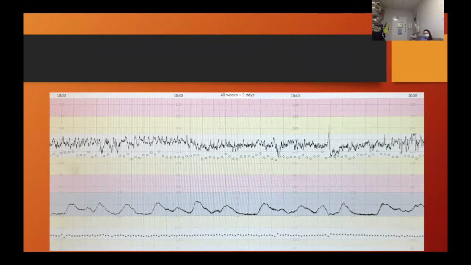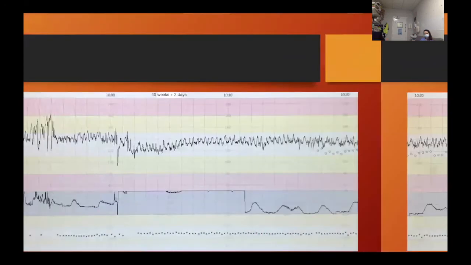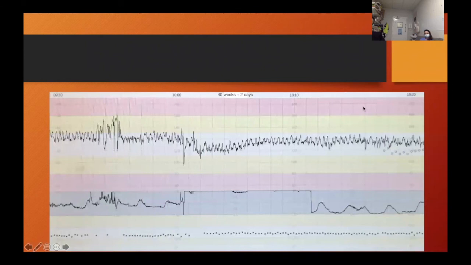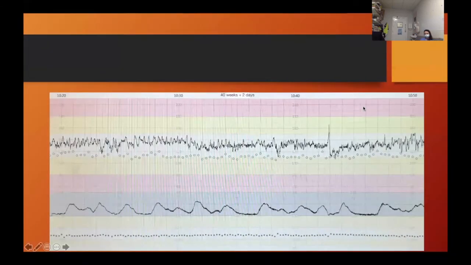So she gets terbutaline at this assessment, so around 10:20. Okay, and contractions seem to start spacing out. The baseline has remained stable. The zigzag pattern that we were seeing is actually going away. So this was baby becoming stressed. Okay.